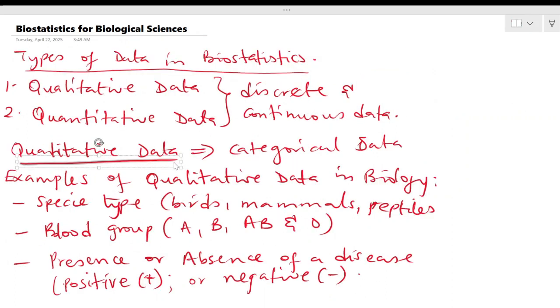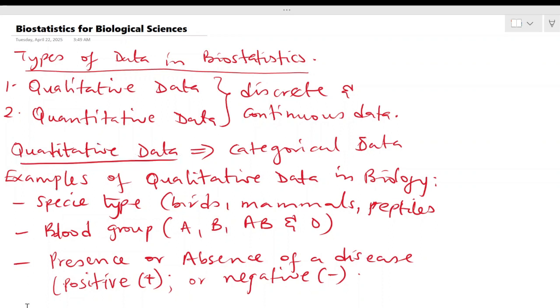So right here we see types of data in biostatistics. Data in biological research can broadly be categorized into two, known as qualitative data and quantitative data, and that could further be classified into discrete and continuous data. We want to begin by looking extensively at the qualitative data.